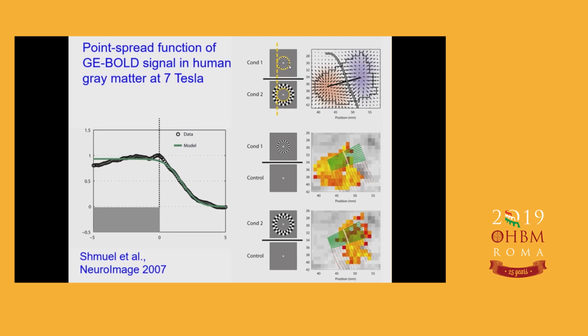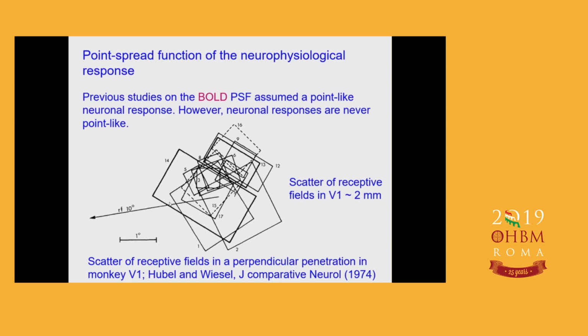All previous point spread function studies used retinotopic stimuli, and using retinotopic stimuli, they had information on the spatial falling edge of the response, which can be used in order to fit a Gaussian or a sigmoid function, and this way get a Gaussian and estimate the full width at half max. However, all previous studies on the BOLD point spread function assumed a point-like neuronal response. Neuronal responses are never point-like.